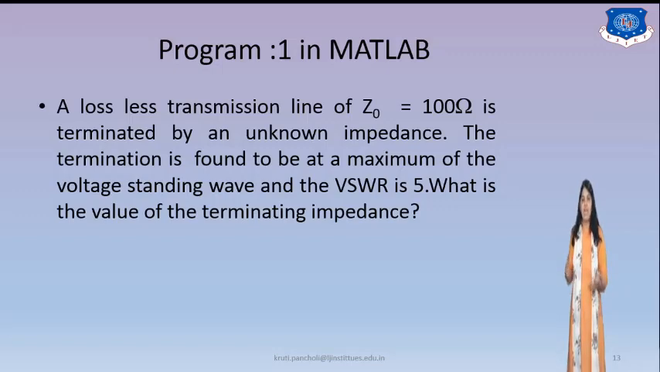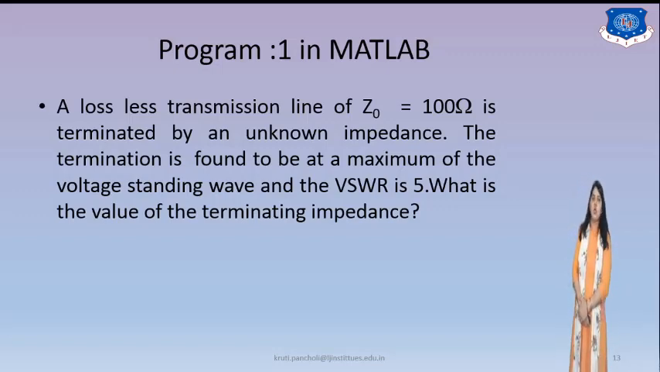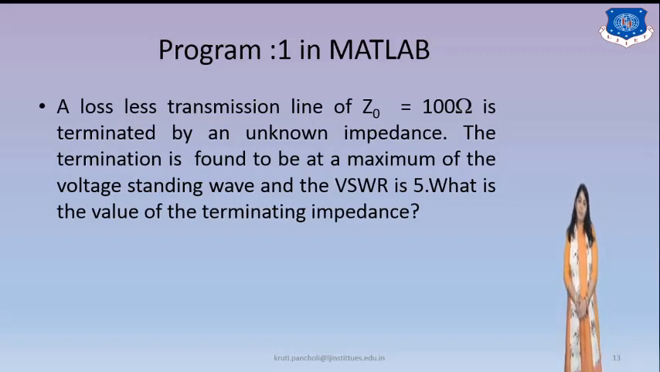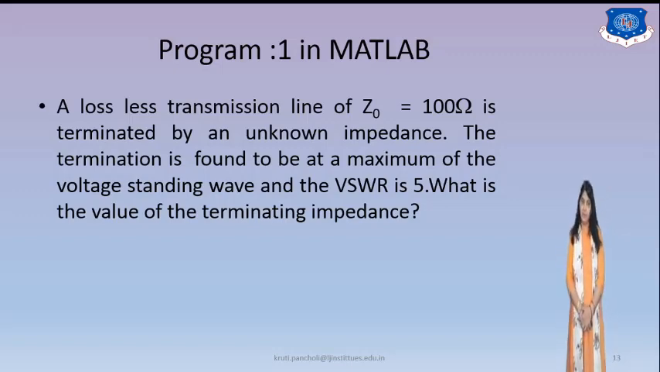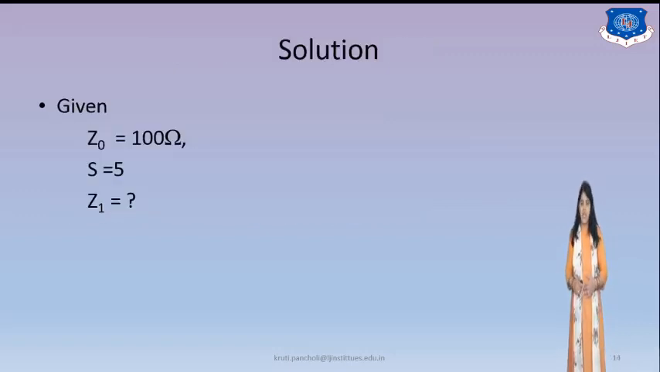So now we'll write some programs in MATLAB. We will start doing the practicals in MATLAB. A lossless transmission line of Z0 equal to 100 ohm is terminated by an unknown impedance. The termination is found to be at a maximum of the voltage standing wave, and the VSWR is 5. What is the value of the terminating impedance?